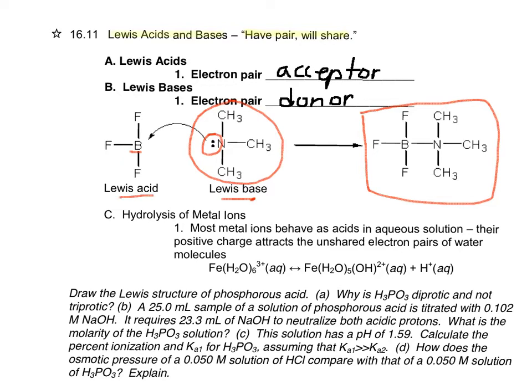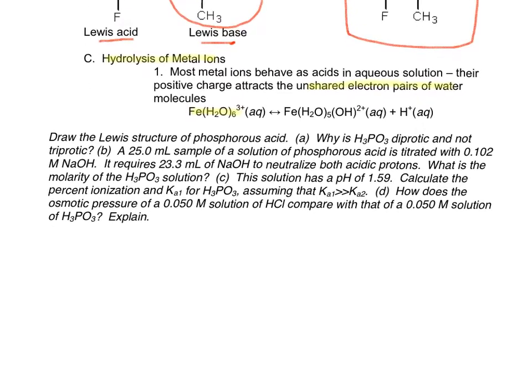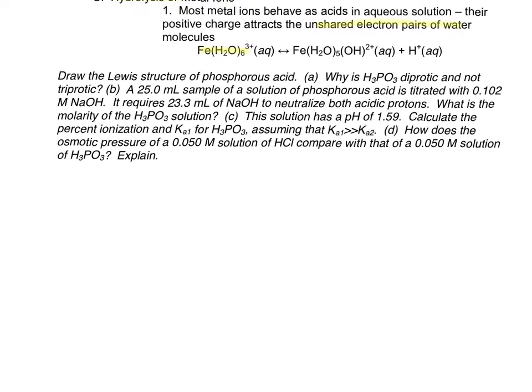The hydrolysis of metal ions to form complex ions, which we saw in the last section, is actually another example of this. The unshared pairs in water become attracted to that metal cation, and as a result you end up with a Lewis acid and a Lewis base, where water is your Lewis base and the metal ion is your Lewis acid. So let's run through this last example problem, and this covers not just stuff from this section, but stuff from several sections in this chapter.